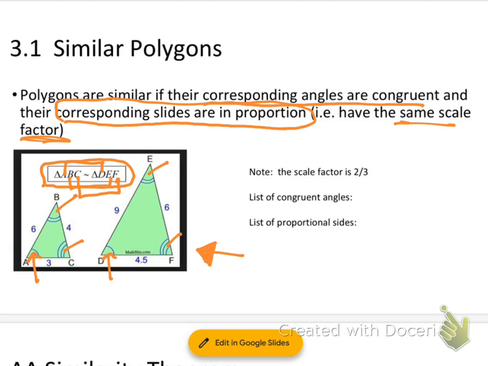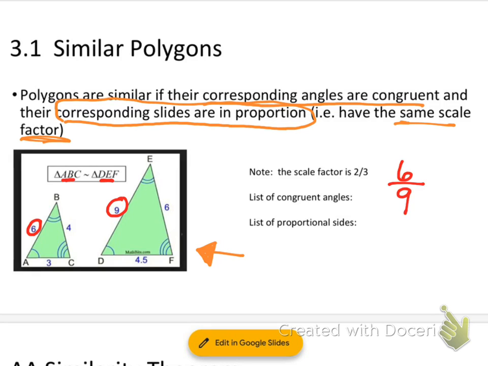So let's look at this. I'm going to erase what I have written over here so we can see the similarity statement again, because it's going to help us figure out the proportions to the sides. So looking at this similarity statement, and maybe I'll change colors. So segment AB is going to be proportional to DE. So where is AB? AB is here, and here is DE. So that proportion is 6 is to 9.